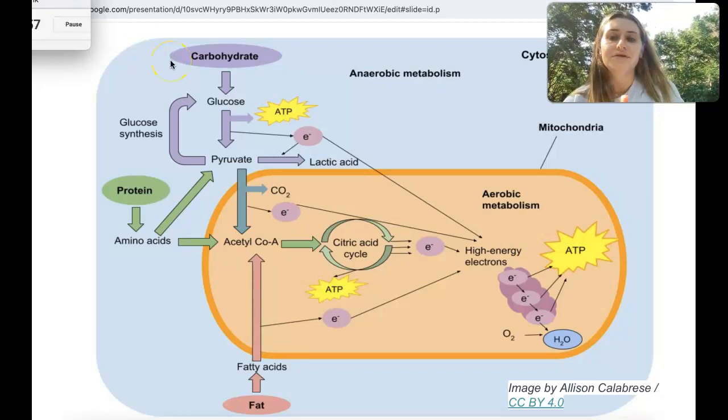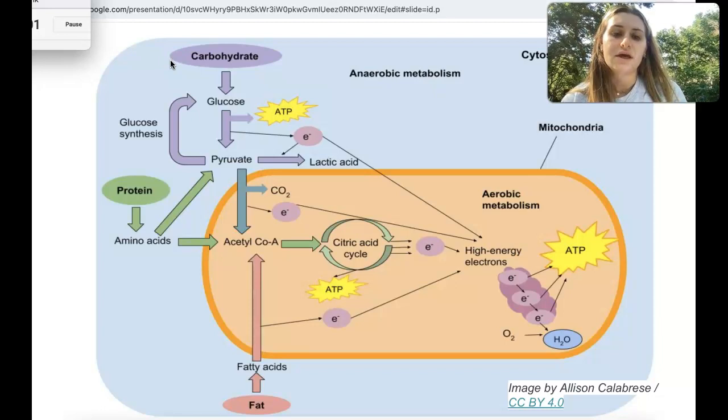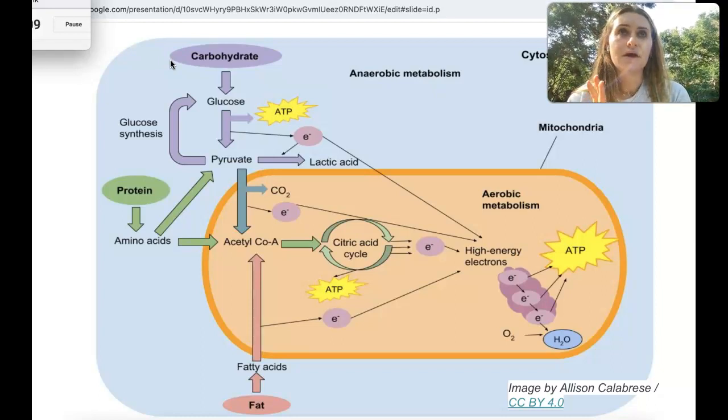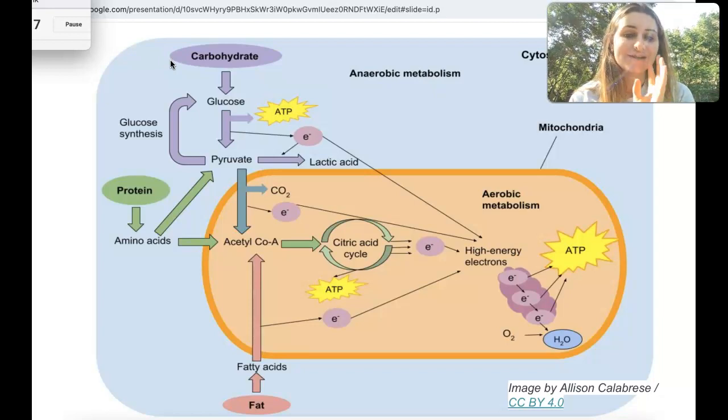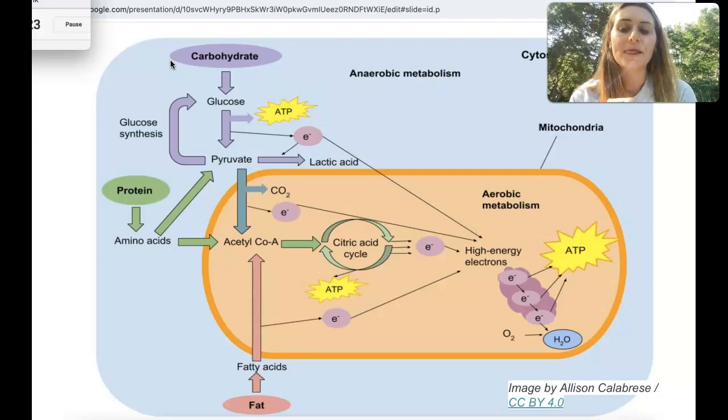So we see here, this is kind of an overview of both anaerobic metabolism and aerobic metabolism. So this picture is going to just let us know what, normally, when we're not in a period of extreme exercise, our cells are doing to get energy. So we start off with glucose. Well, we make glucose from the carbohydrates that we eat. So we start off with glucose.